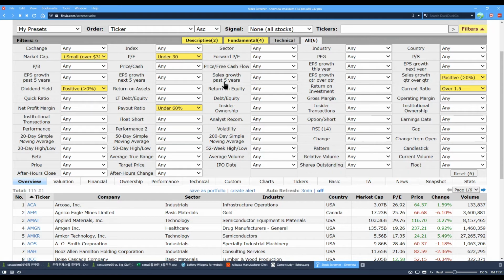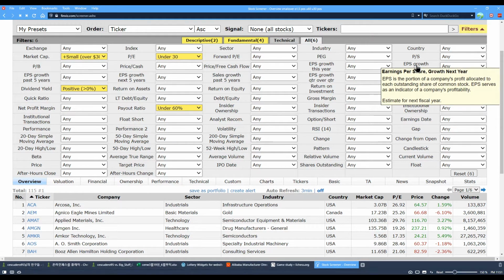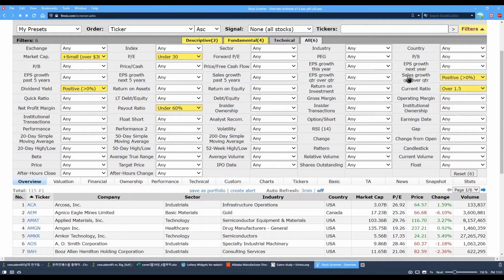So now let's look at expected growth. So let's say earnings per share growth next year, or sales growth. There's a couple of options here. Let's look at this one. So this is the expected growth, based on analysts' expectations, industry expectations, stuff like that. Is the company expected to grow earnings next year?